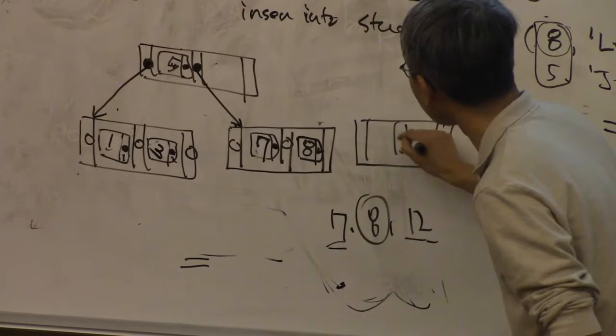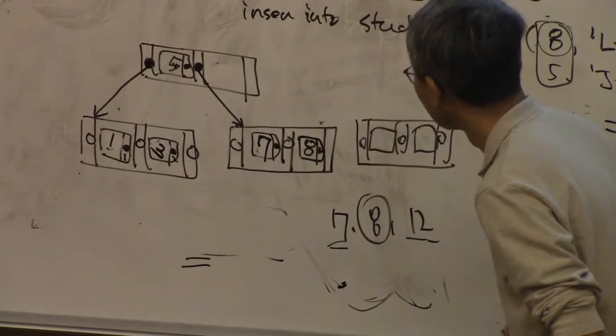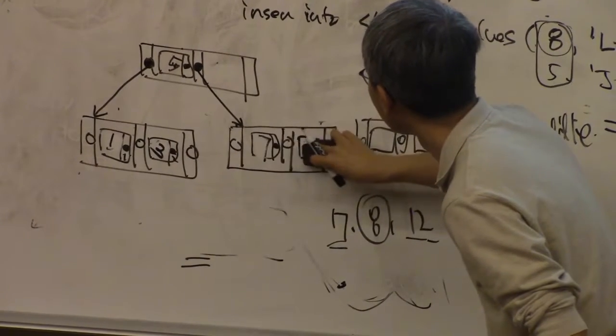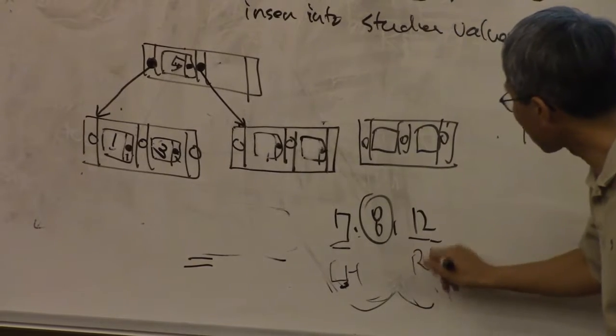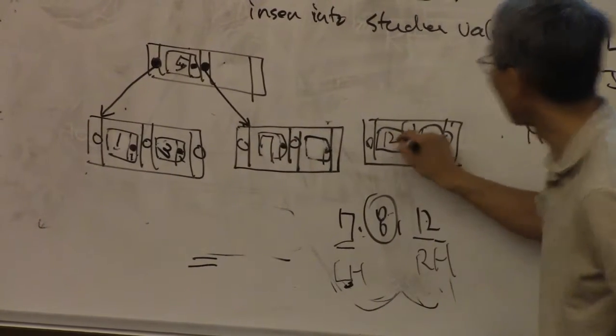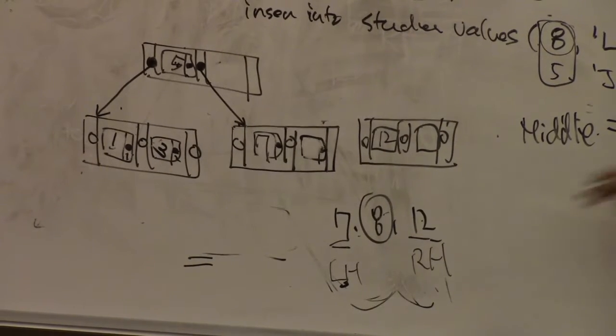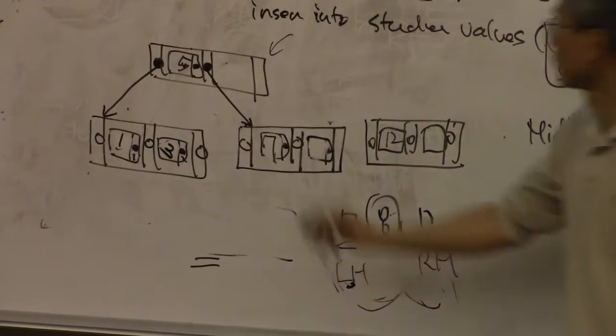Copy, create another one. So 7, 8, 12. So left hand side and right hand side. Based on the middle, 7 and 12. And the middle value will be promoted. Insert here. So 8.